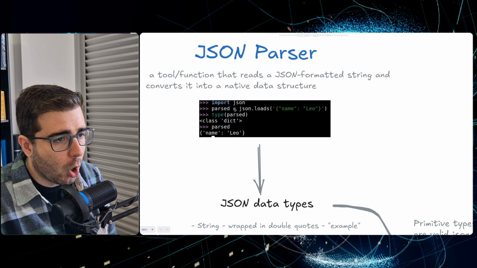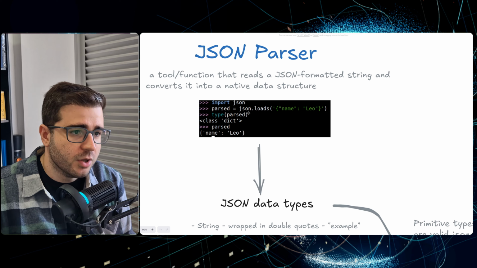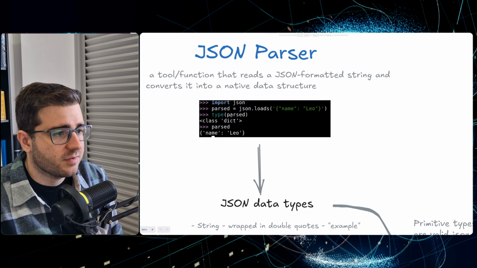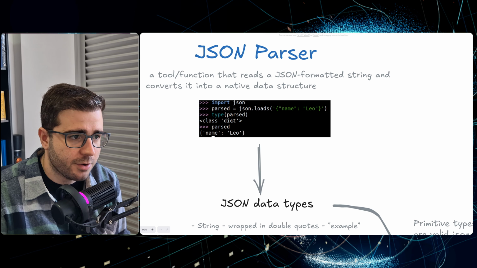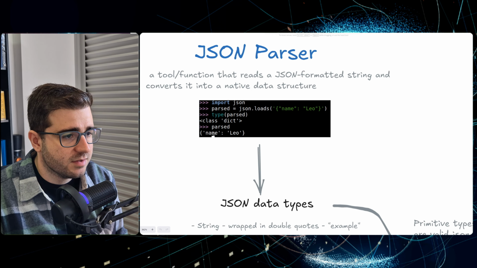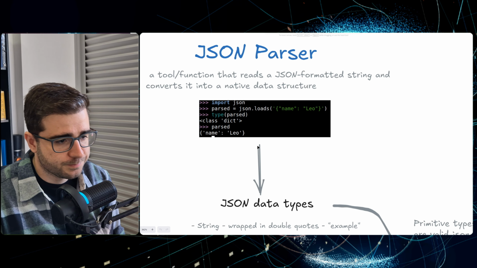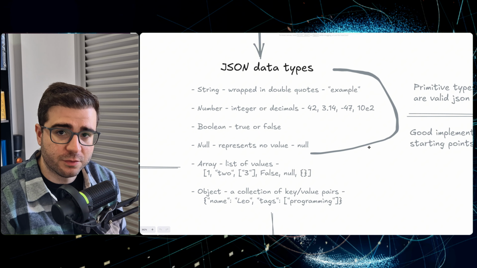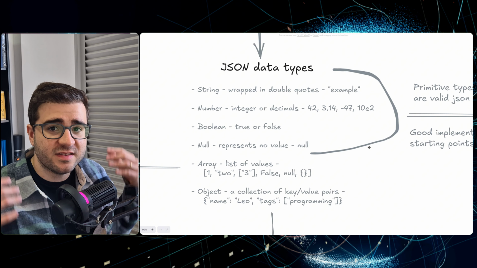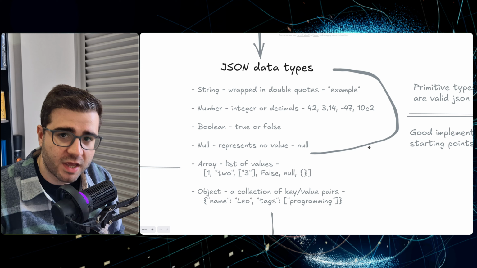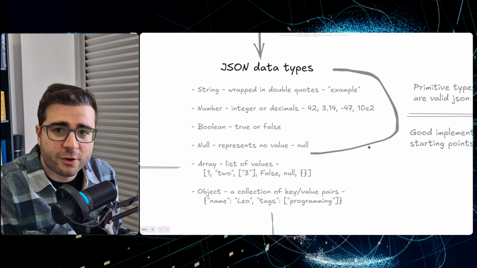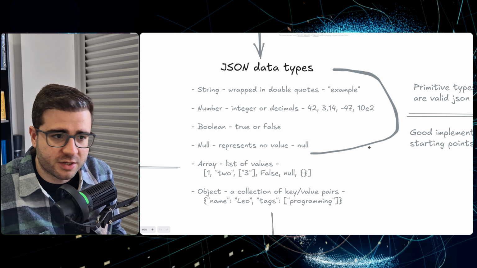For example, we have right here an example of a JSON parser in Python. So we get this string and parse that into a Python dictionary with the specific keys and values over here. The first step to implement a JSON parser is to understand the data types behind the specification. Remember that JSON is the acronym of JavaScript Object Notation.